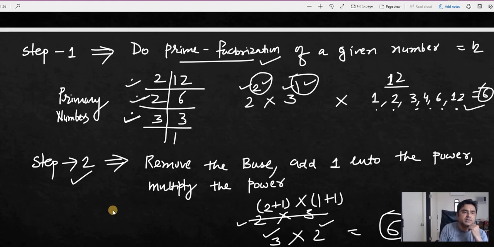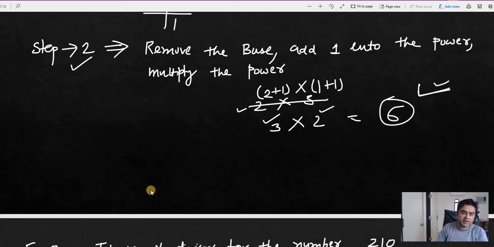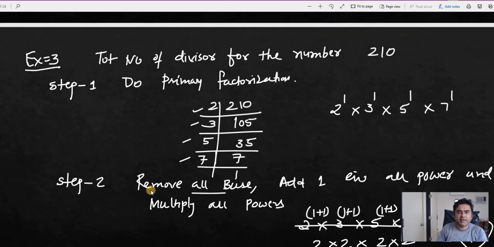So this method is a valid method. Now we are going to use this method and find out the total number of divisors of different numbers. Let's say the number is 210 and you need to find out the total number of divisors. Step number 1, you have to do the prime factorization. This is the prime factorization of 210.